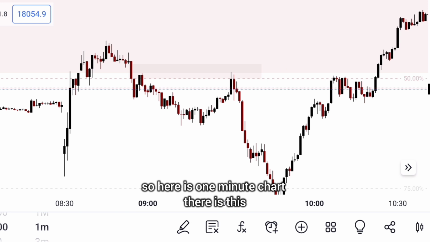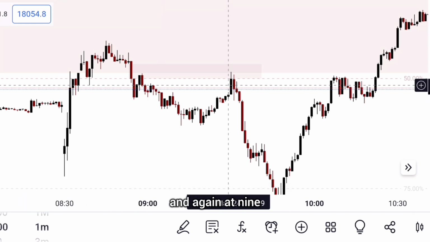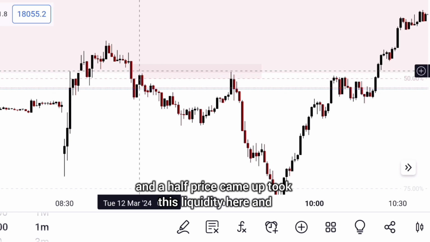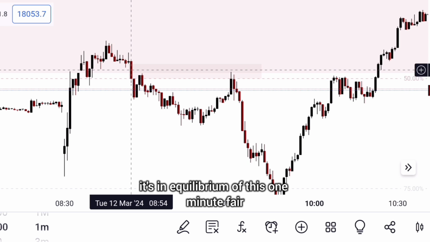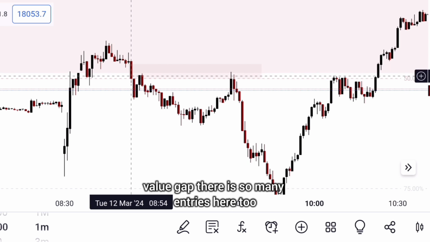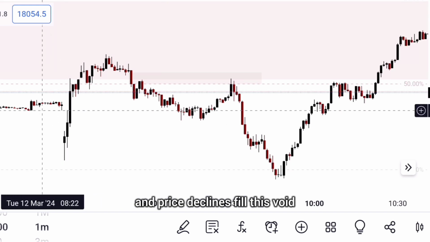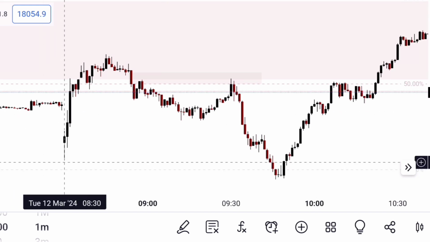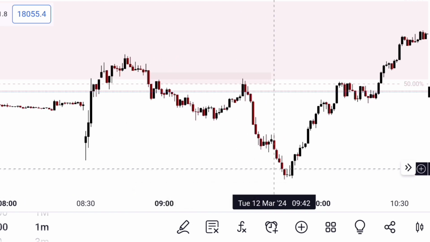So here is the 1 minute chart, there is this fair value gap here, and again at 9:30 price came up, took this liquidity here, and it's in equilibrium of this 1 minute fair value gap. There are so many entries here too, and price declines, fills this void and takes this sell side liquidity and goes to the next level in discount, 75%.